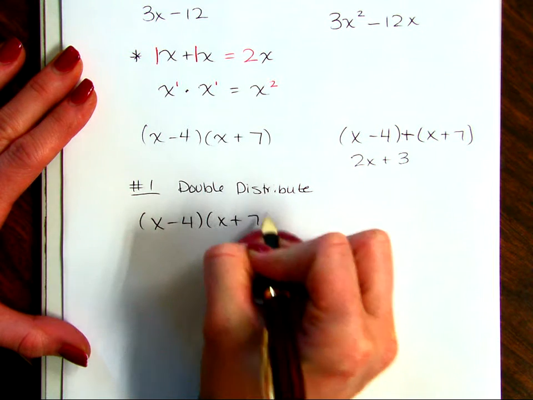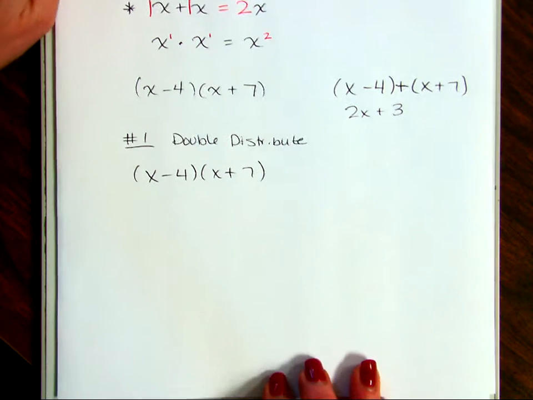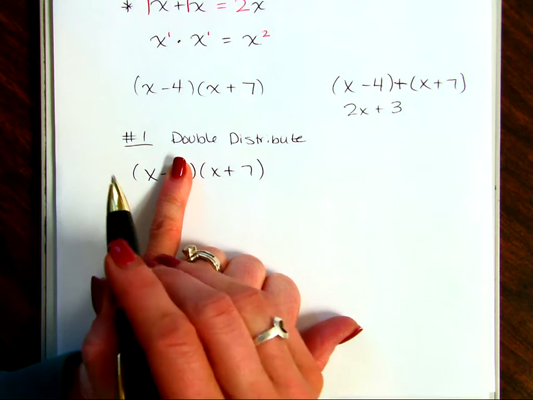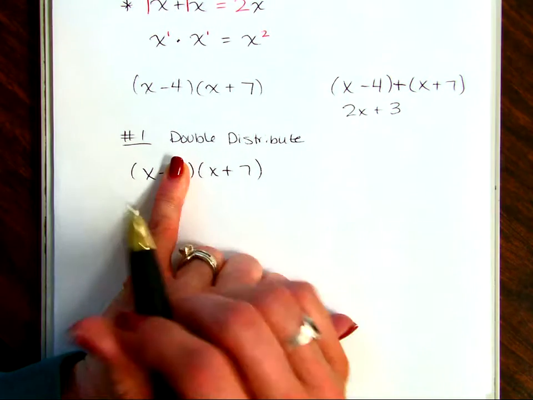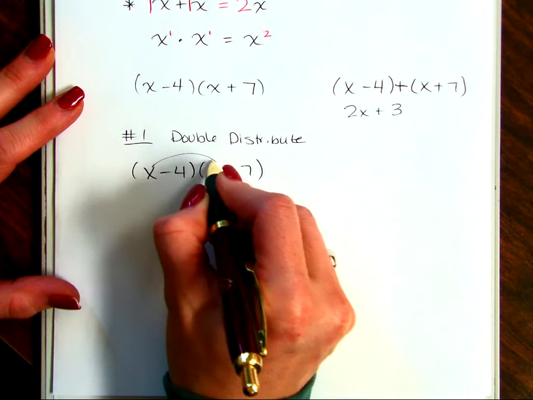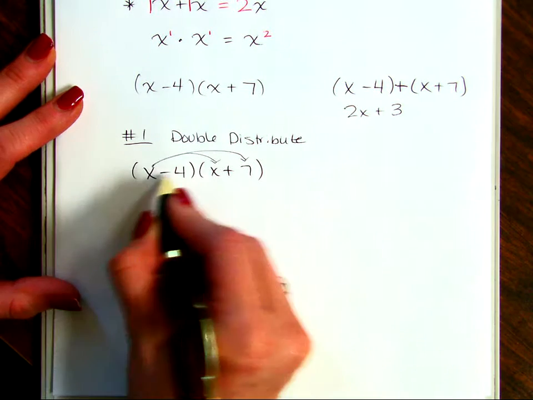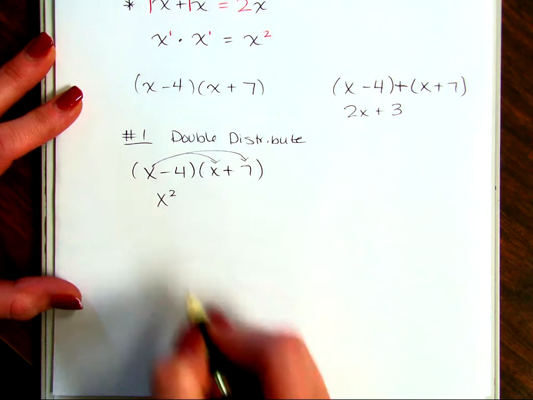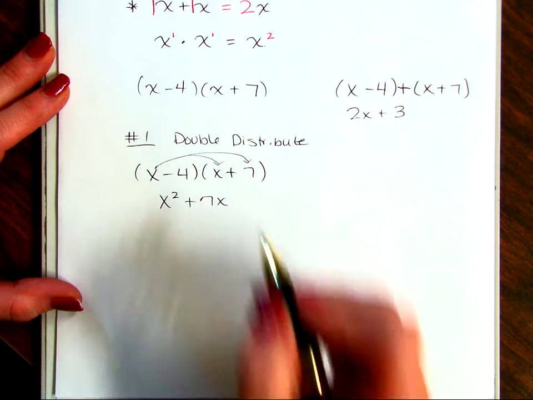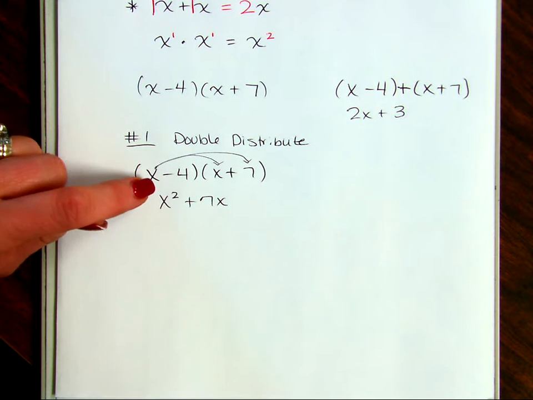However, let's watch. A double distribute just means, all right, let's pretend like that negative 4 wasn't there. If that was just x times x plus 7, I would just distribute the x. Sometimes people like to draw little arrows there. So I'm going to multiply the x times the x to get an x squared, and then the x times the 7 to get a 7x, okay? So I just got done distributing the x.